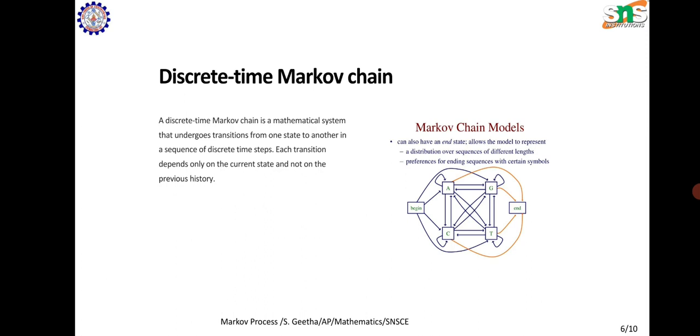Discrete time Markov chain. A discrete time Markov chain is a mathematical system that undergoes transition from one state to another in a sequence of discrete time steps. Each transition depends only on the current state and not on the previous history.